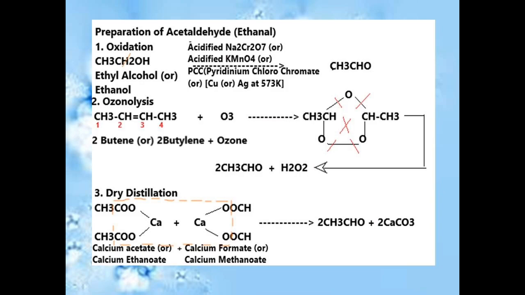This compound is now broken down with the help of zinc with water. The water takes the oxygen, so the water changes to hydrogen peroxide, and we get 2 moles of acetaldehyde. The third preparation is dry distillation. For the dry distillation we are going to use calcium acetate and calcium formate. Calcium has valency 2, so we write acetate twice and formate twice. Here 2 moles of calcium carbonate are removed, as I indicated in orange color, and the remaining parts attach, so we get 2 moles of acetaldehyde.